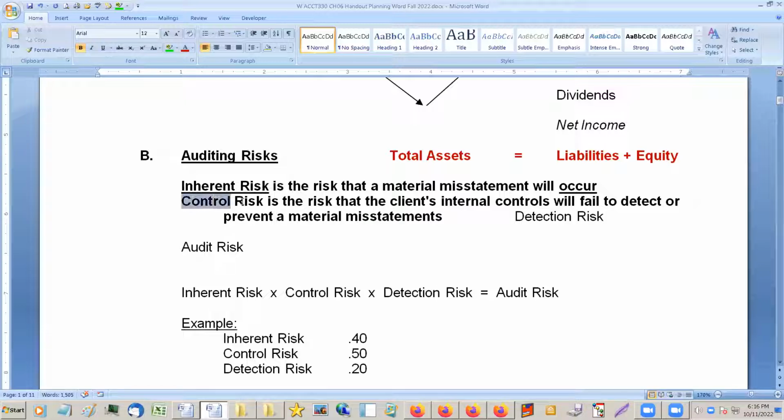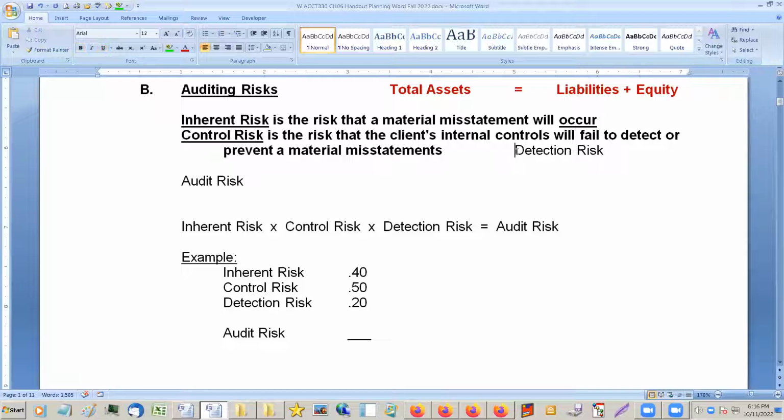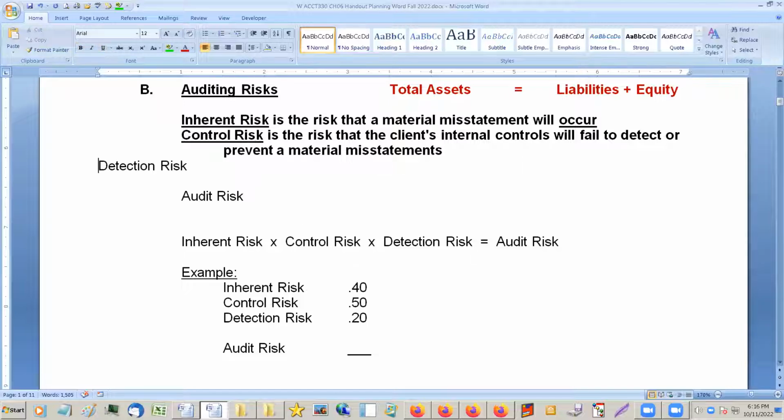Okay, so control risk is the risk that the client's internal controls will fail. For instance, this is like IBM. IBM's internal controls will fail to detect or prevent a material misstatement. So this is the client's controls, not the auditor's.